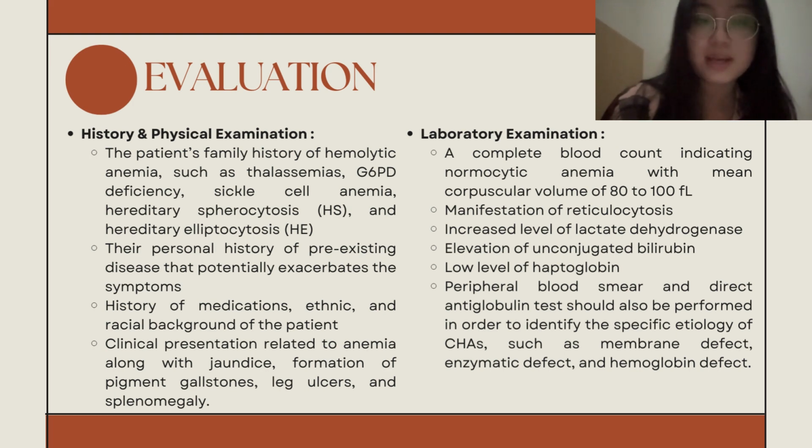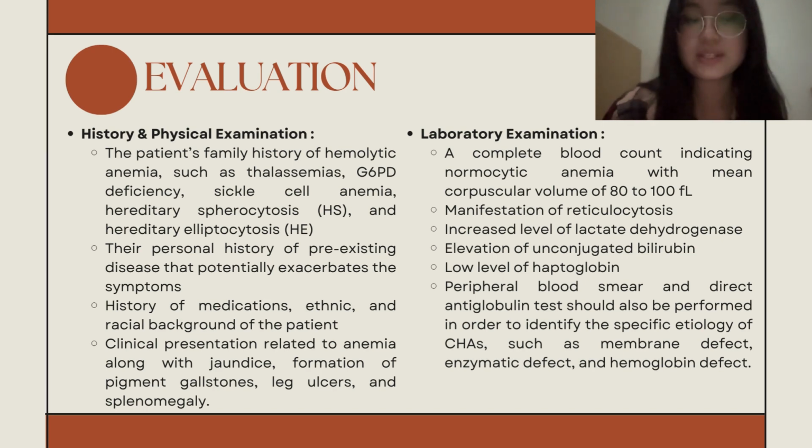When hemolytic anemia is suspected, a more detailed diagnostic approach needs to be carried out. Apart from focusing on current symptoms, the patient's history and physical examination also hold an important role. As congenital hemolytic anemia is an inherited disorder, it is best to know the patient's family history, such as thalassemia, G6PD deficiency, sickle cell anemia, and many more. Their personal history of pre-existing disease that potentially exacerbates the symptoms could also help in further evaluation of CHAs. History of medications, and ethnic and racial background of the patient should also be observed.